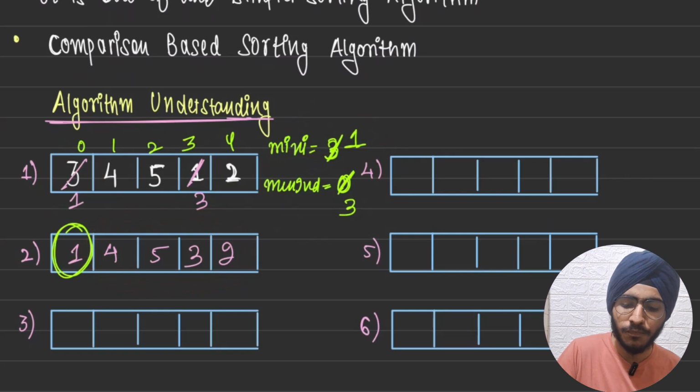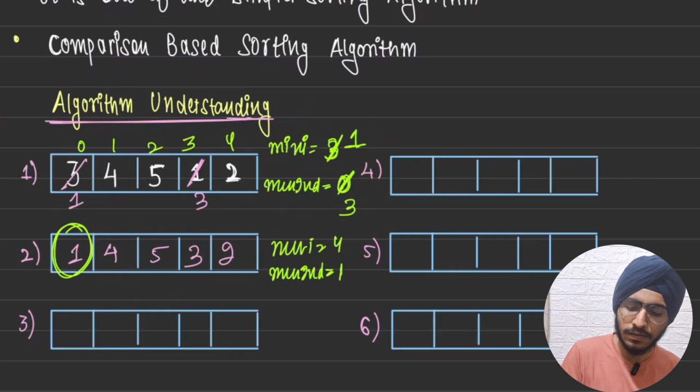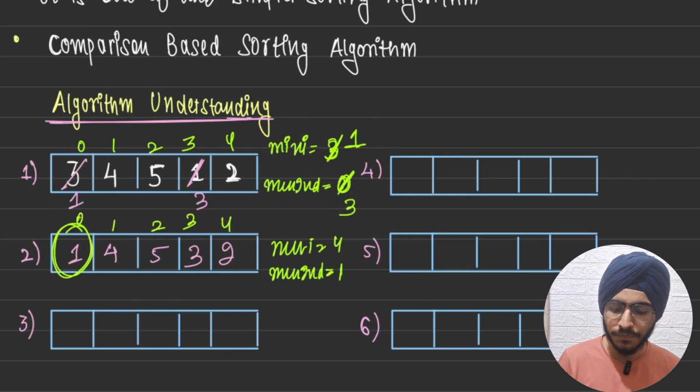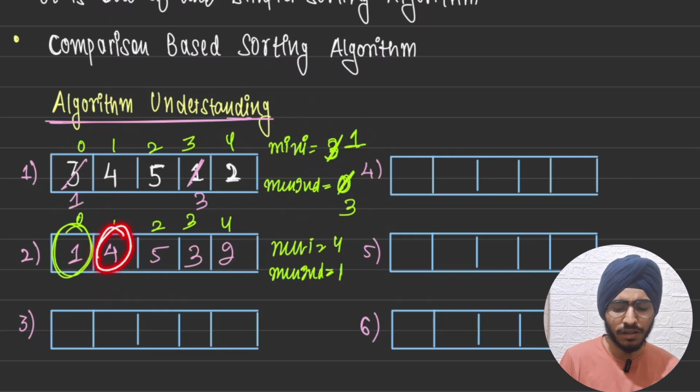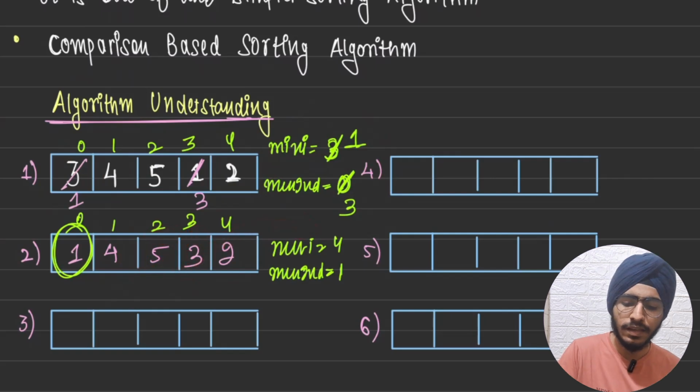Okay. So now for now, let's say the minimum is 4 and the minimum index is 1. This is 0, 1, 2, 3, 4. Now we will start from here. Is 5 smaller than 4? No. Let's go ahead. Is 3 smaller than 4? Yes. So let's update it.